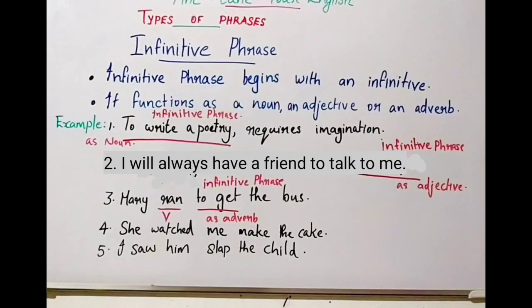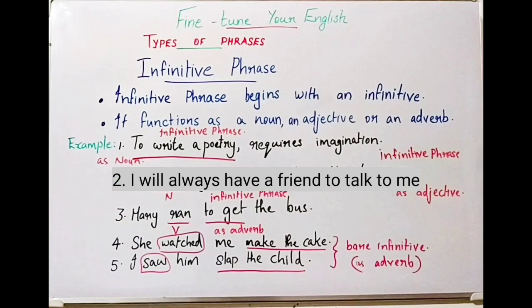Examples 4 and 5 explain the usage of bare infinitive in infinitive phrases. First one, that is the fourth one: She watched me make the cake. Here, watched is the verb and make the cake is the infinitive phrase. So, make is a bare infinitive in that phrase, and it acts as an adverb for the verb watched. Make the cake acts as an adverb for the verb watched.